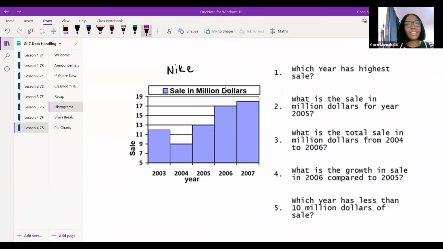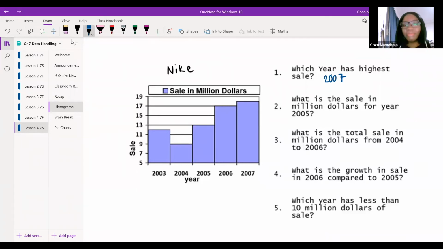All right, let's have a look. Everybody pop your answers in the chat. Buhle, you're going to take us through it while everybody pops their answers in the chat for me. All right, number one, which year has the highest sales? 2007. Excellent, 2007. I think that's about the time they started a deal with Michael Jordan and started releasing Air Jordans and the such.